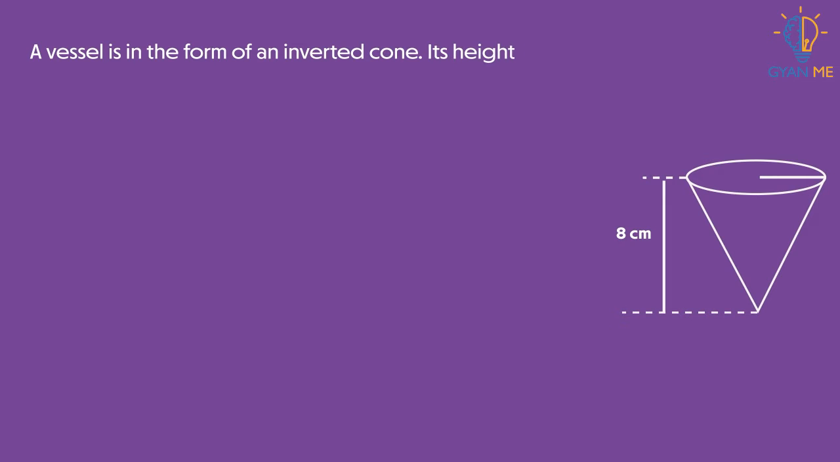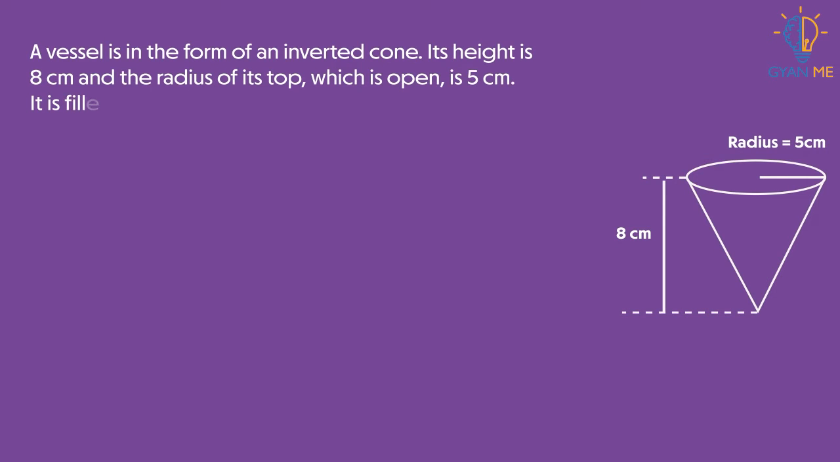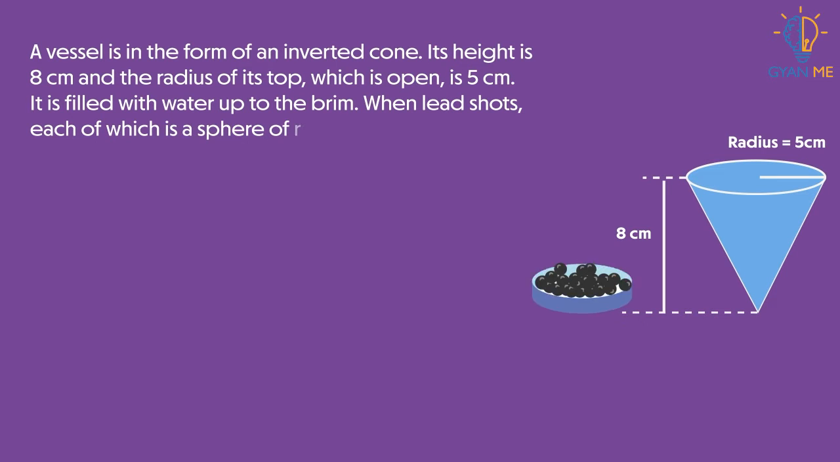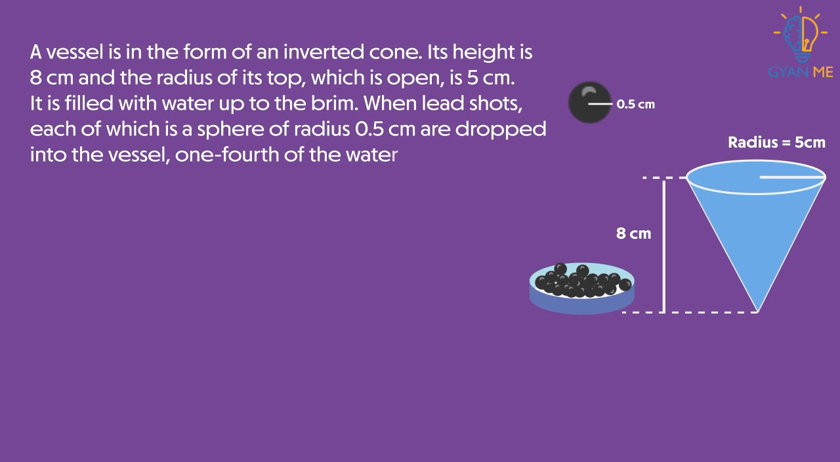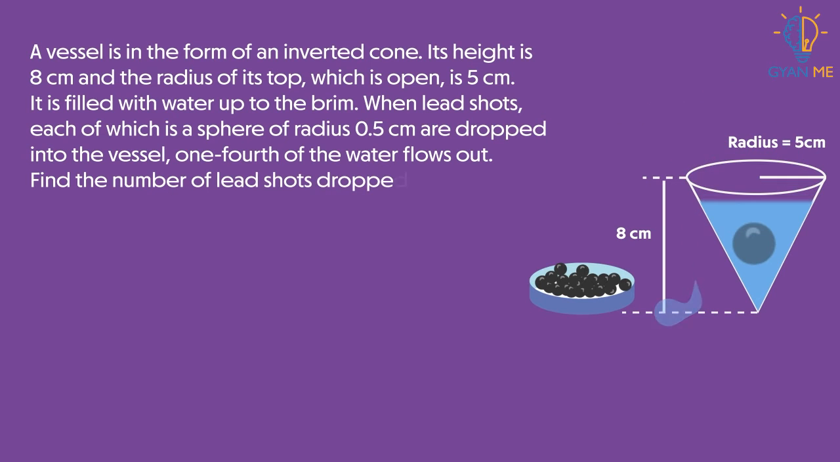A vessel is in the form of an inverted cone. Its height is 8 cm and the radius of its top, which is open, is 5 cm. It is filled with water up to the brim. When lead shots, each of which is a sphere of radius 0.5 cm, are dropped into the vessel, 1/4 of water flows out. Find the number of lead shots dropped in the vessel.